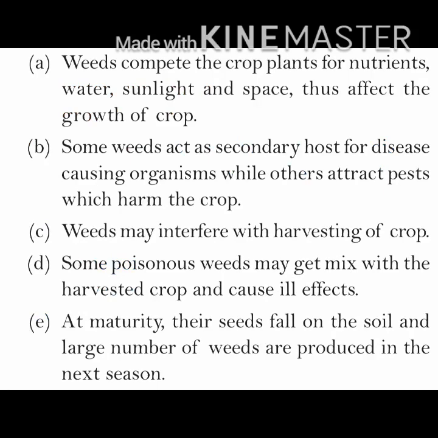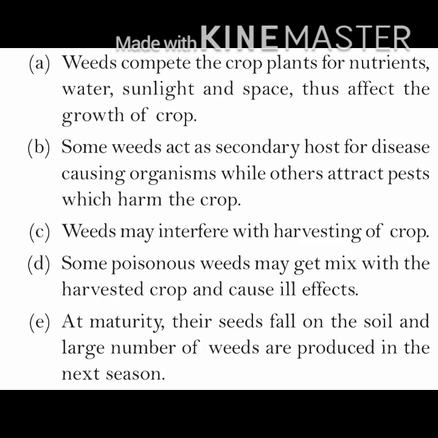First, weeds compete with the crop plants for nutrients, water, sunlight and space, thus affecting the growth of the crop. As we know, every plant needs nutrients, sunlight, space and water to grow. When weeds grow with the crop, they divide that nutrient, water, sunlight, and space, and then affect the growth of the crop. Some weeds act as secondary hosts for disease-causing organisms, while others attract pests which harm the crop.